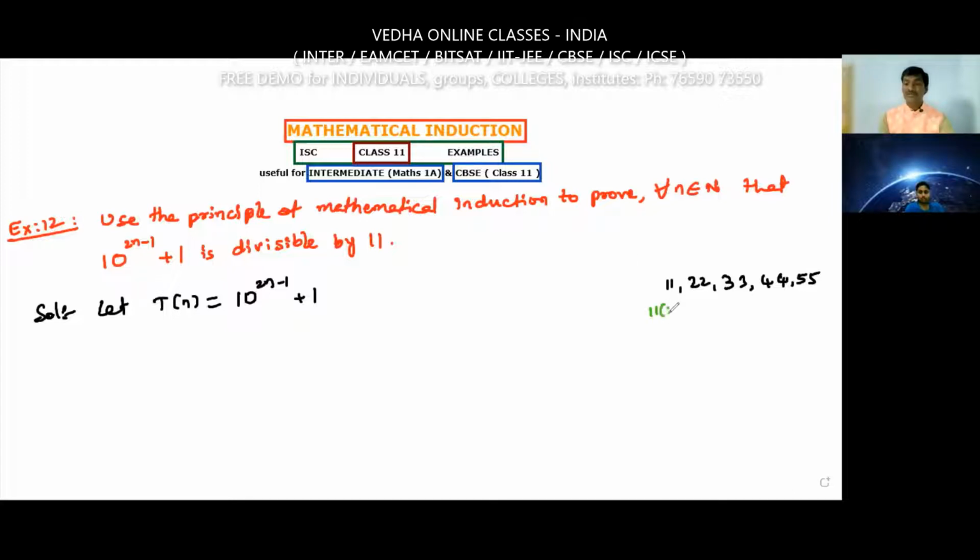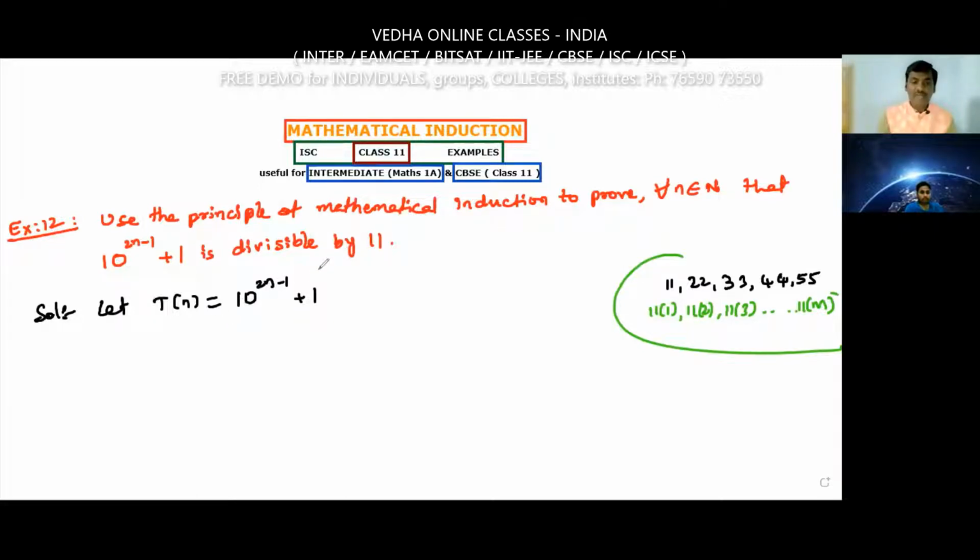Because we can write these numbers as 11 into 1, 11 into 2, 11 into 3. Like this we can write all these numbers as 11 into some number. Whenever it is possible to write any number in the form of 11 into m, 11 into q, 11 into p, some multiple of 11, then it is divisible by 11.